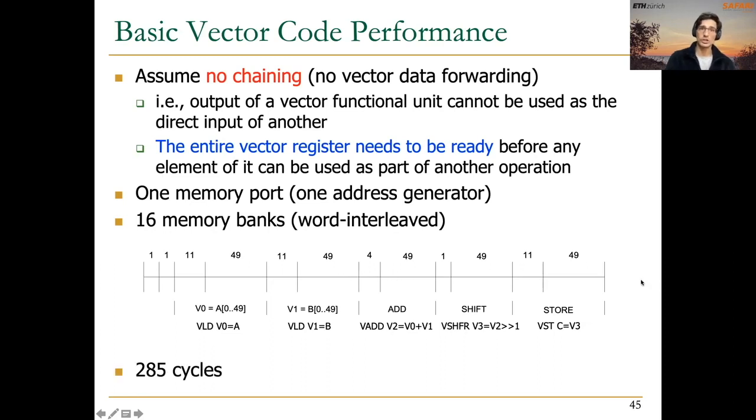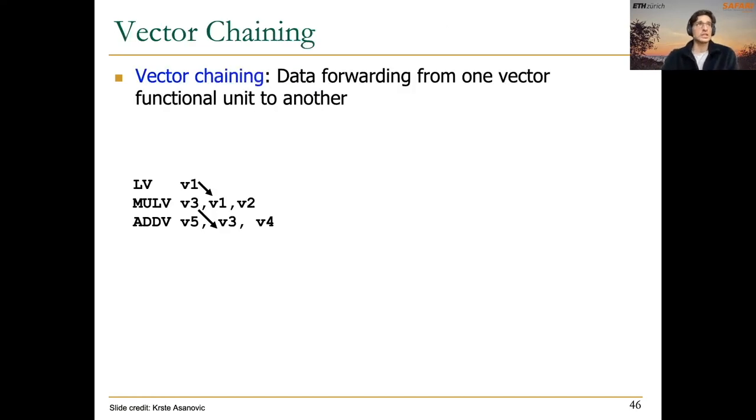And as you see, all these operations happen sequentially, one after the other, because we are starting from the assumption that we need all the elements in a vector register before starting the execution of the next instruction. And this takes 285 cycles. That is already much faster than the execution of a scalar processor that we saw before. But now we are going to keep discussing ways of optimizing this execution.